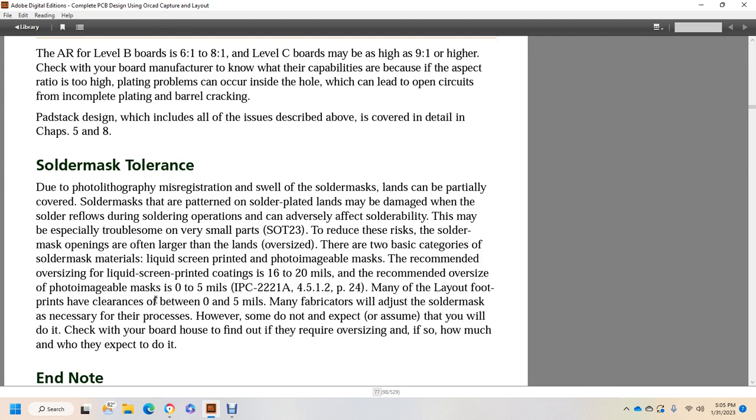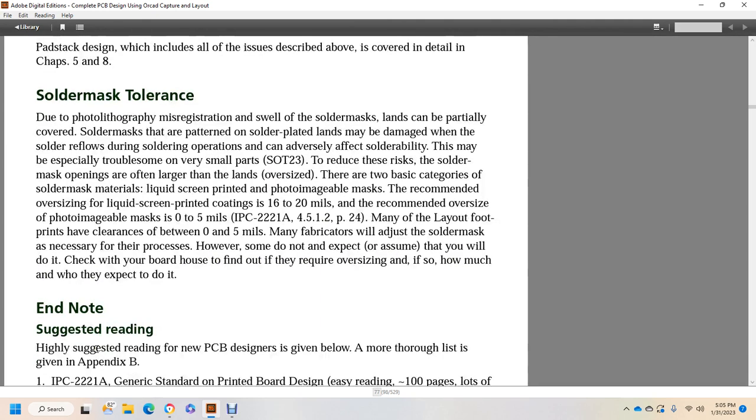There are two basic categories of solder mask materials: liquid screen printed and photo imageable mask. The recommended oversize for liquid screen printing coating is 16 to 20 mils. The recommended oversize for photo imageable mask is 0 to 5 mils. Many of the layout footprints have clearance between 0 to 5 mils. Many fabricators suggest the solder mask oversizing is necessary for this process. However, some do not accept it or assume that you will do it. Check with your board house to find out if they require oversizing, and if so, how much and why, and what they expect you to do.